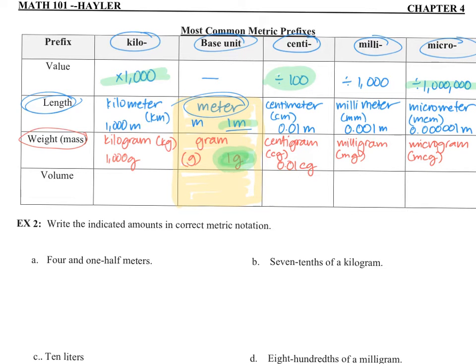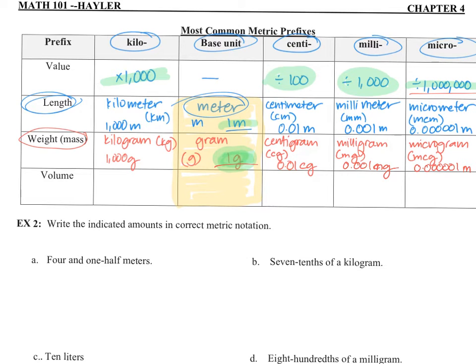We'll take our base unit and divide it, this time, by 1,000. Oops, I went red. That's going to be 0.001 milligrams, sorry. And lastly, for micrograms, we take our base unit and divide it by 1,000,000. So it's going to be 0.000001. Whew, a lot of stuff goes into this chart.